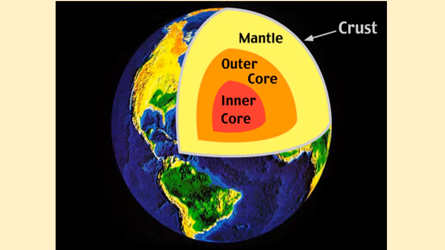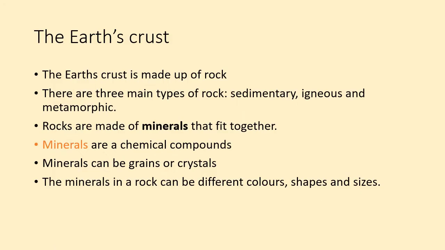And covering the outer surface of the Earth is what we call the crust. And that crust is solid and is made up of rocks, and some of those rocks will be covered in water. Some of those rocks will be covered in plants and animals. So the Earth's crust is made up of rock, and there are 3 types of rock that you need to know about: sedimentary rocks, igneous rocks, and metamorphic rocks.